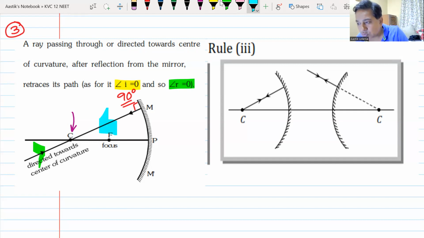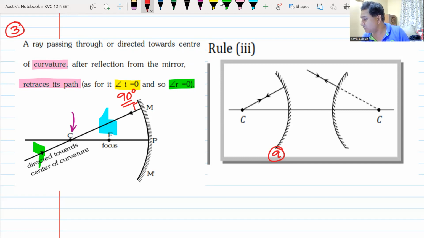This is rule number 3. Rule number 3: a ray of light which passes through the center of curvature will retrace its path. A ray of light which passes through the center of curvature C will retrace its path. As you can see in diagram A, this is the case for a concave mirror. It is actually passing through the center of curvature.